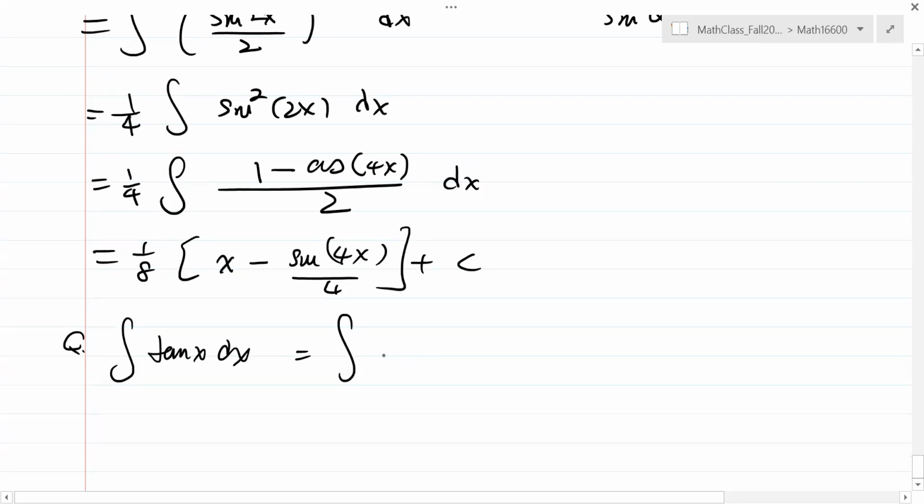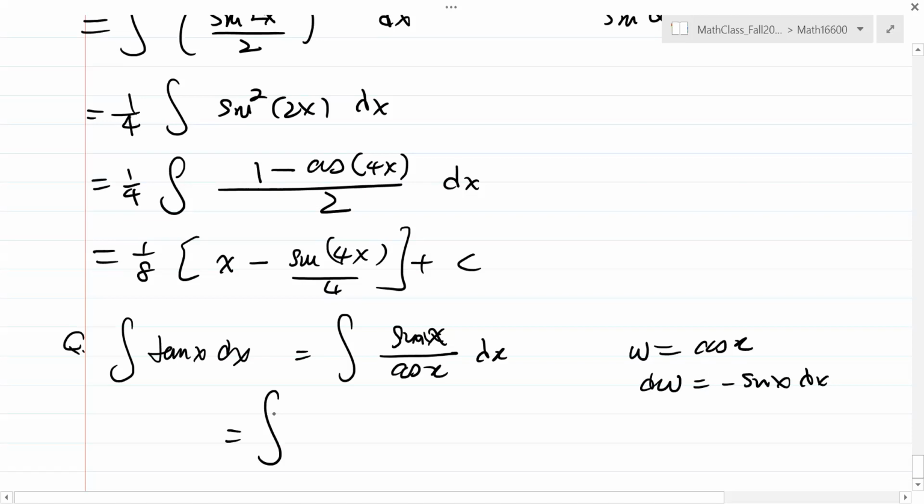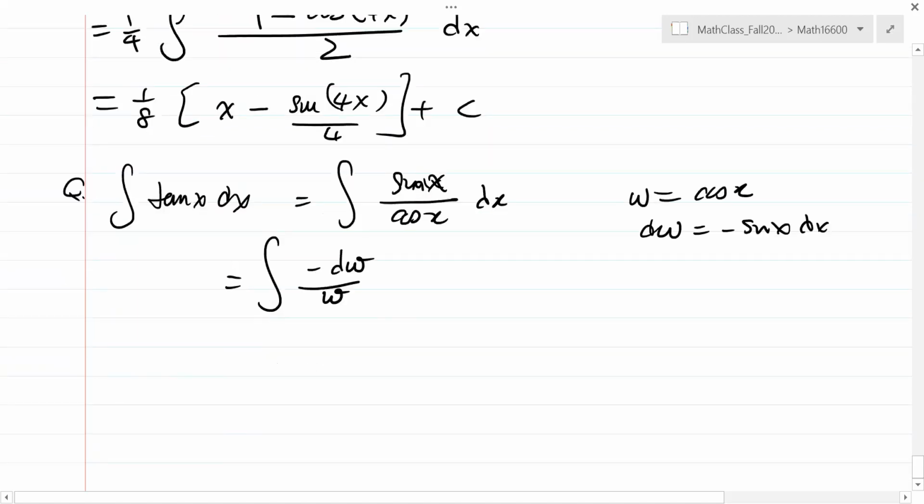Tangent is not a brand new function. I'm familiar with sine and cosine, so I change it to sine x over cosine x dx. Cosine x is in the denominator. That's fine, I treat it the same way. Then clearly I should use a substitution. Let w be cosine x, then dw equals negative sine x dx. After simplifying, sine x dx is negative dw.